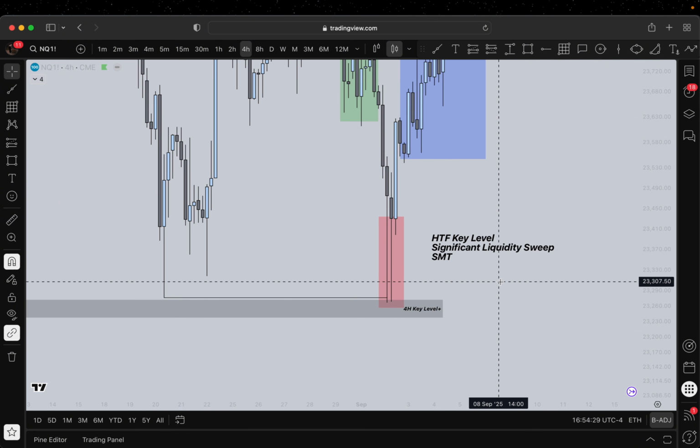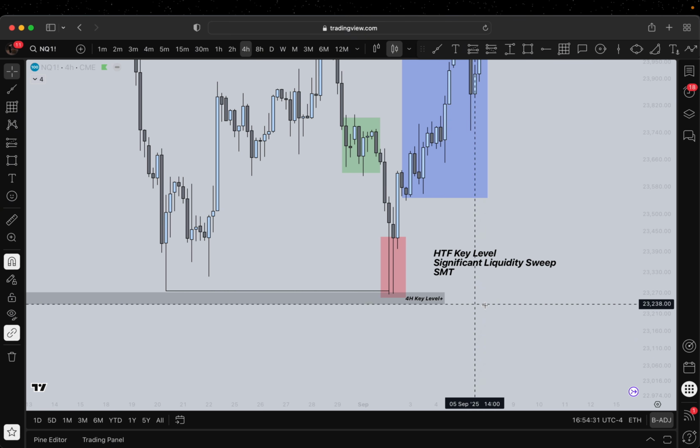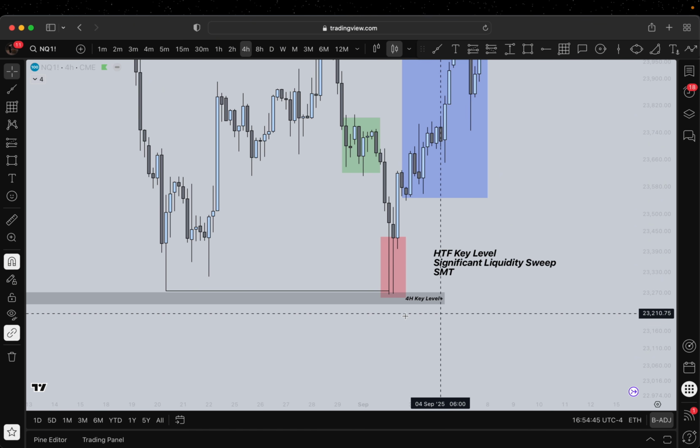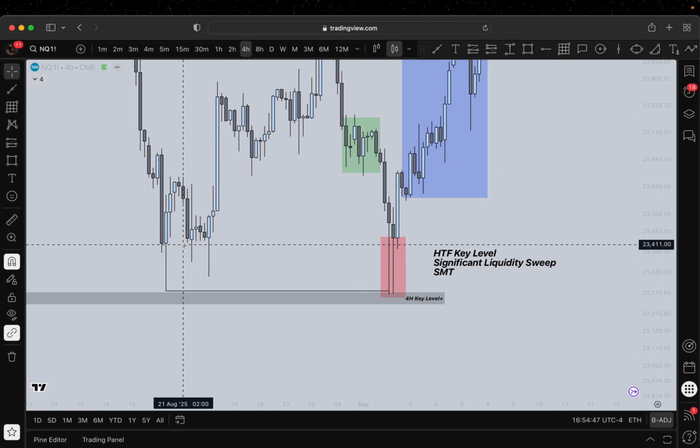And then significant liquidity sweep. What do I mean by significant? Well, I didn't want to say high time frame sweep because it's not always just a high time frame sweep. What I mean by significant liquidity sweep is session highs, session lows, previous day liquidity, weekly liquidity, or previous manipulations.